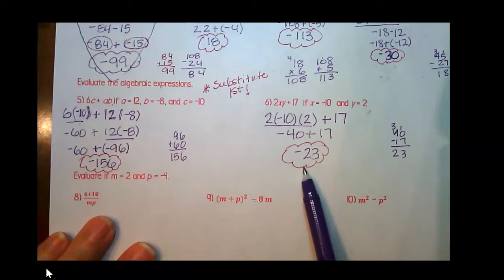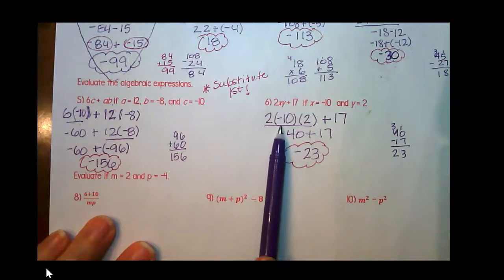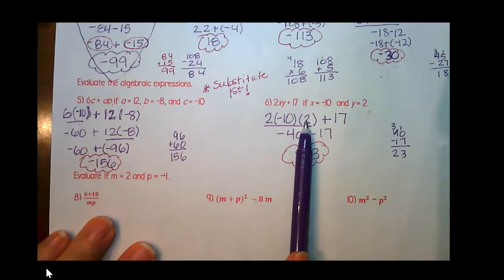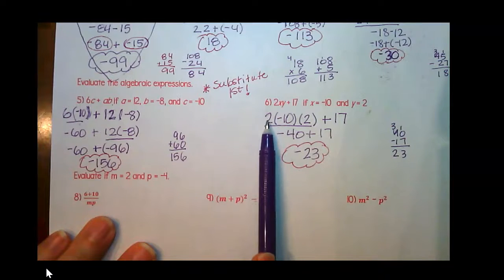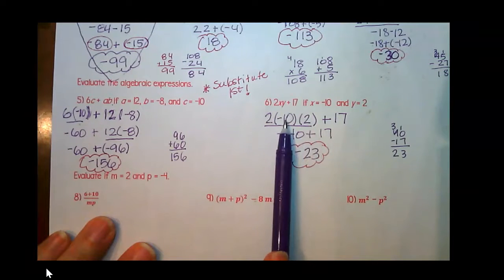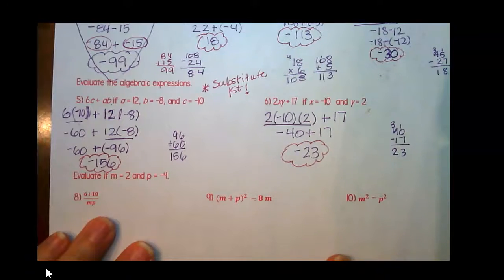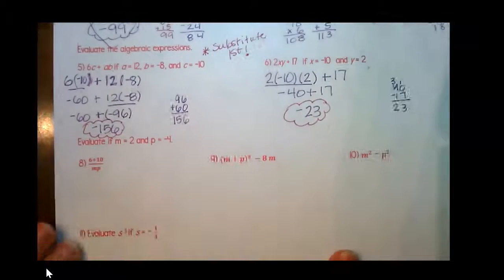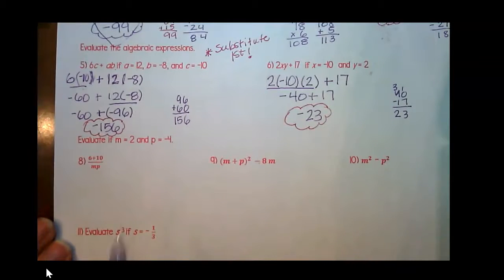Hopefully you got negative 23. If not, go back and look at your problem. And here I did a little bit of what I told you not to. But when you're multiplying 3 numbers, you can do all of that at once, especially if you can use mental math. You can go 2 times 10 times 2, or 2 times 2 is 4, and 4 times negative 10 is negative 40.